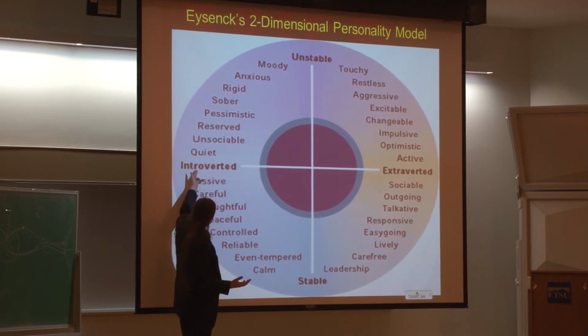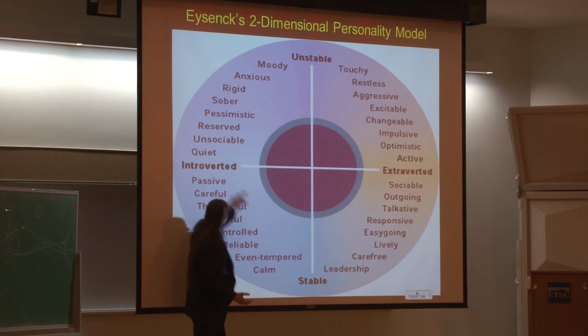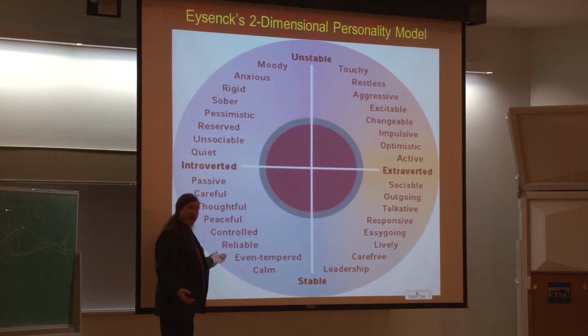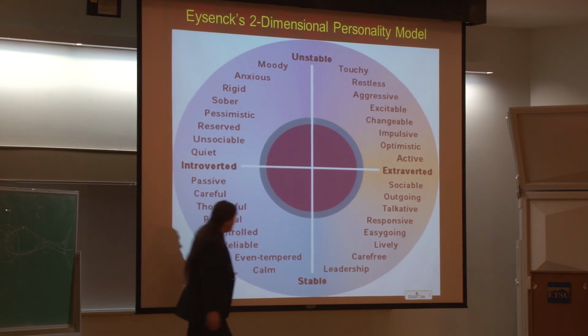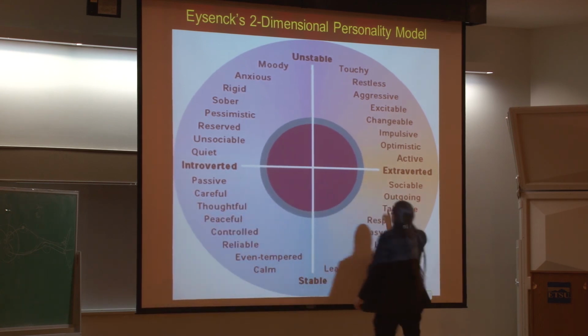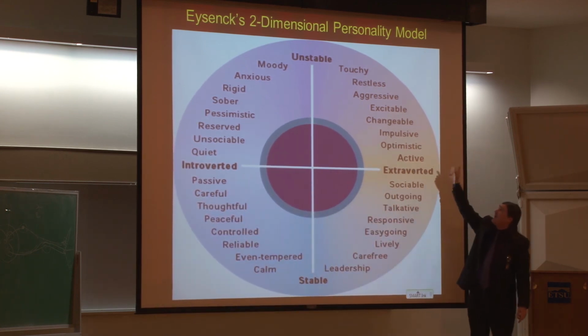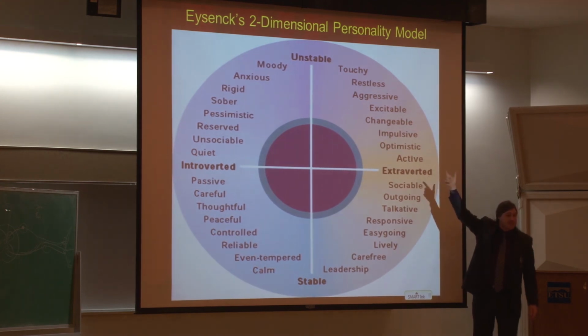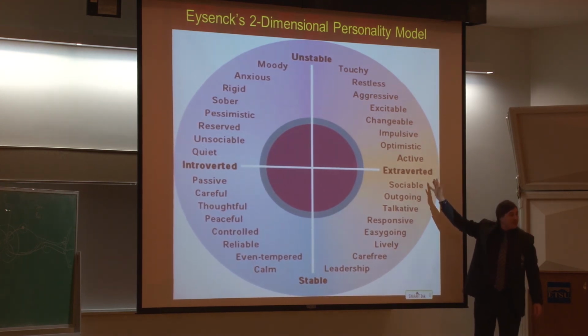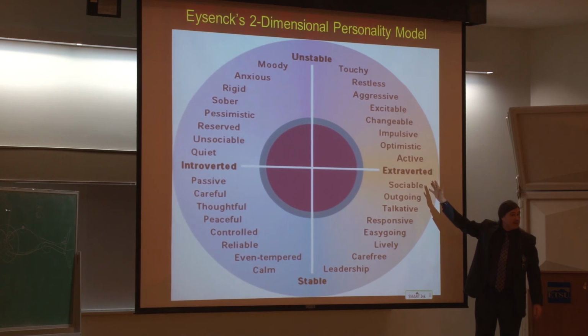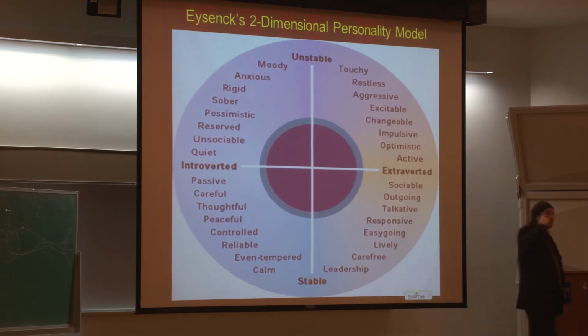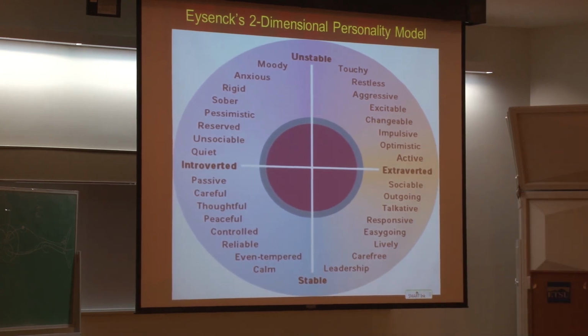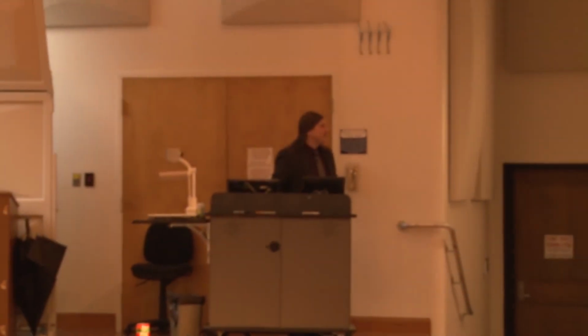But you swing it around from introverted to stable, and you see that these become different adjectives. We're looking at thoughtful, peaceful, controlled, reliable, even tempered. And on the flip side of extroverted and unstable, we start going to impulsive, excitable, aggressive, restless. It's an interesting concept because it explains a lot with two bipolar dimensions or traits. That's nice. The problem is two doesn't seem to do it.